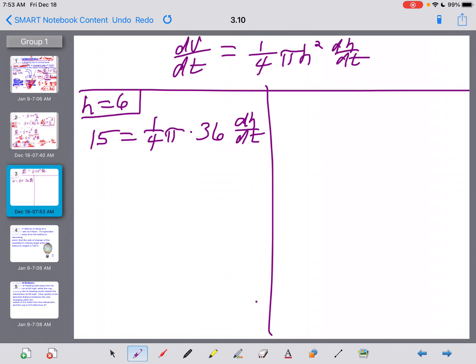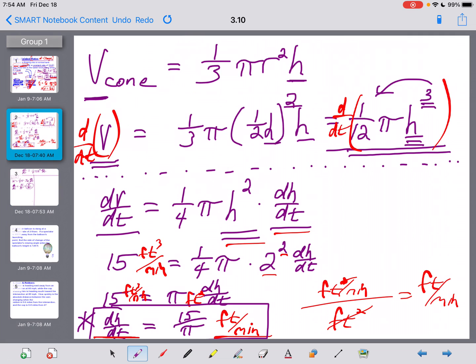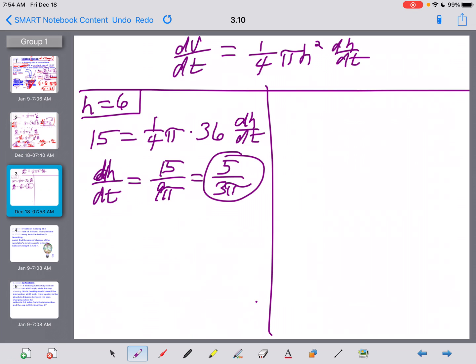I'm going to do this kind of quickly in my head, guys. The 1/4 times 36 is going to end up being 9, so we're going to end up with dh/dt equal to 15 divided by 9 pi. Okay, gotcha. And I guess we could simplify that by dividing a 3 out real quick and get 5 over 3 pi. But regardless, that's that answer. And if we think about how that compares to this answer right over here, 15 over pi was our first answer. 15 over 9 pi was our second answer.